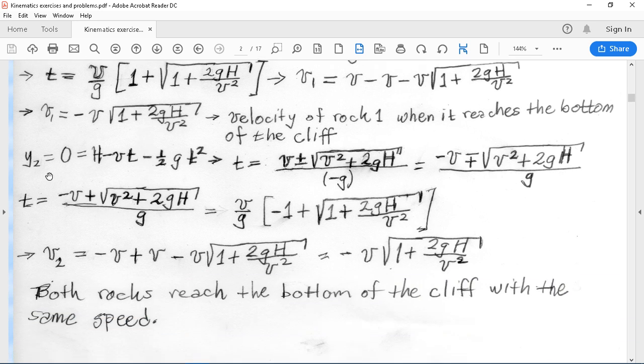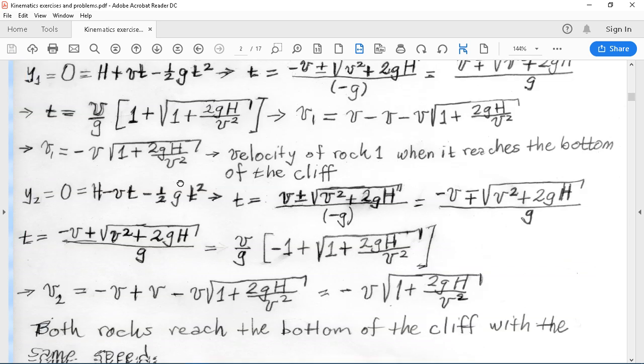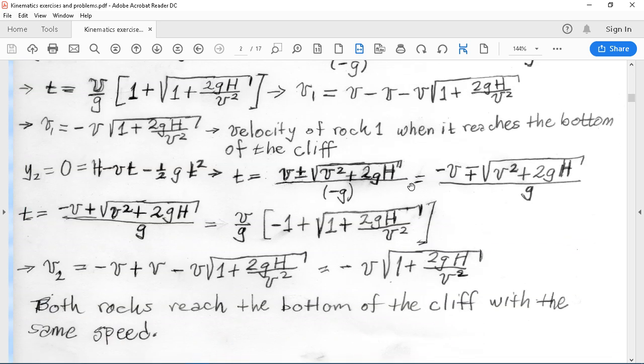Doing the same thing for the position of the second rock, we obtain this expression for the time it takes for the second rock to reach the bottom of the cliff, which gives us in the end this expression here.